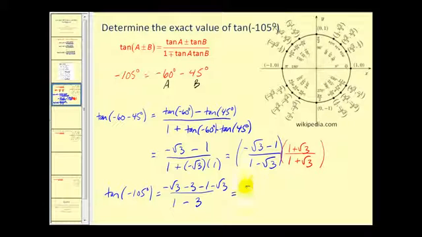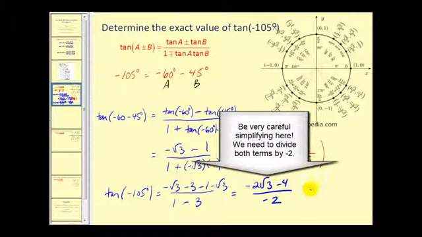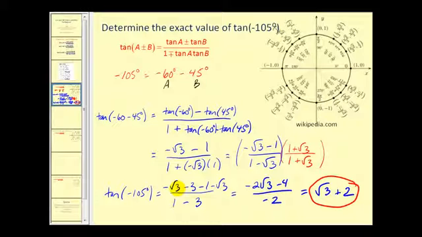Here we have negative 2 square root 3 minus 4 all over negative 2, and this simplifies. We have a common factor here of negative 2. This will simplify to positive square root 3, and negative 4 divided by negative 2 would be plus 2. And this is the value that we were looking for, the tangent of negative 105 degrees. So there's quite a bit of algebra once we find our function values here. So you gotta be very careful and watch your signs and your products.